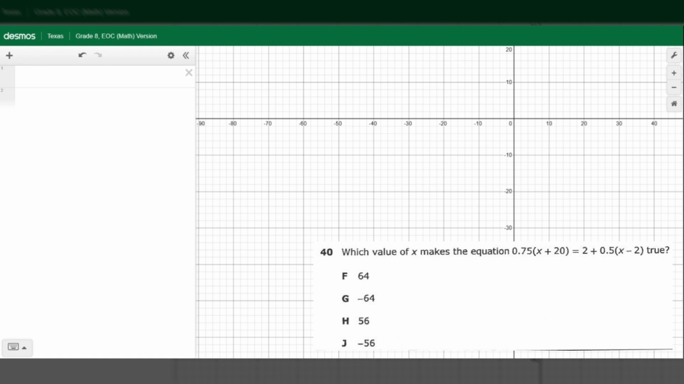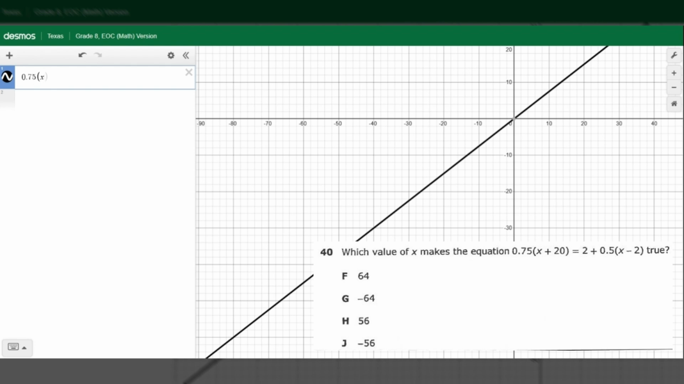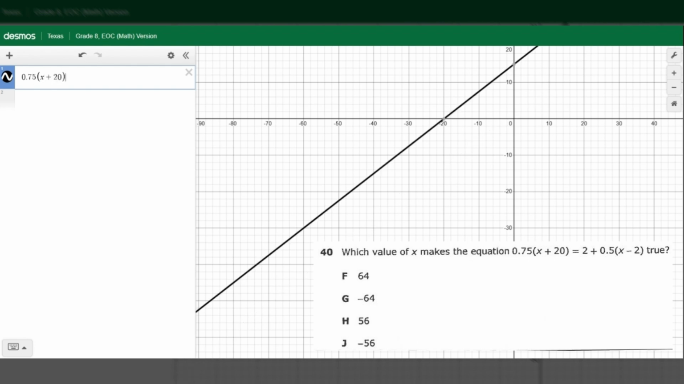Here you go. It says here, which value of x makes the equation 0.75 times x plus 20 equals 2 plus 0.5 times x minus 2 true. So I'm going to show you two ways. The first one is the squiggly line. I'm going to type the equation 0.75 parenthesis x plus 20 close parenthesis equals 2 plus 0.5 x minus 2.